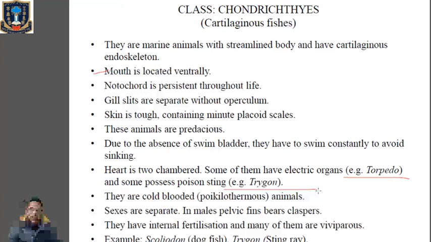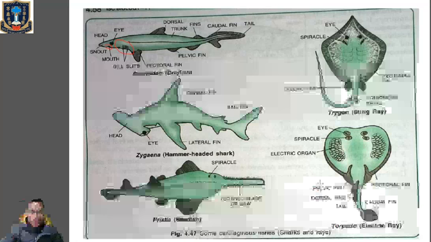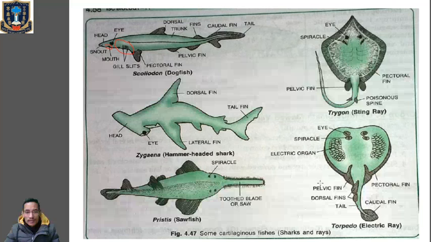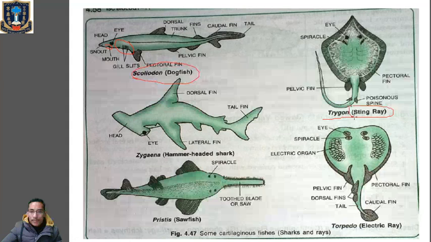Now next, sexes are separate, that means male and female can be distinguished. In males, the pelvic fins bear the claspers. Generally, when we look at the examples of cartilaginous fishes, we can see a few examples like Scoliodon, the common name is dogfish, then Trygon, common name stingray. Then we have Zygaena, the hammer-headed shark. Then Torpedo, the electric ray, and Pristis, common name sawfish. So these are a few examples of cartilaginous fishes.